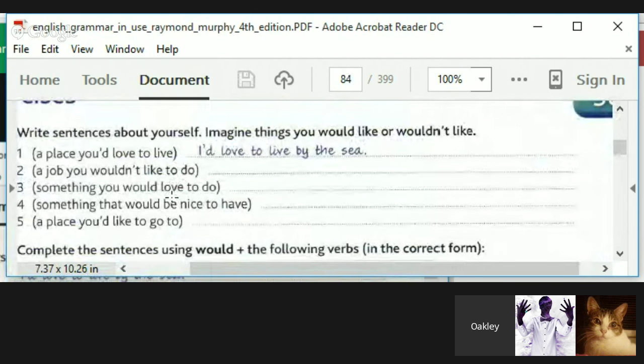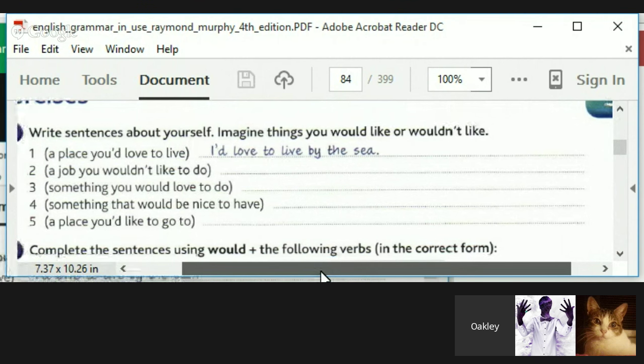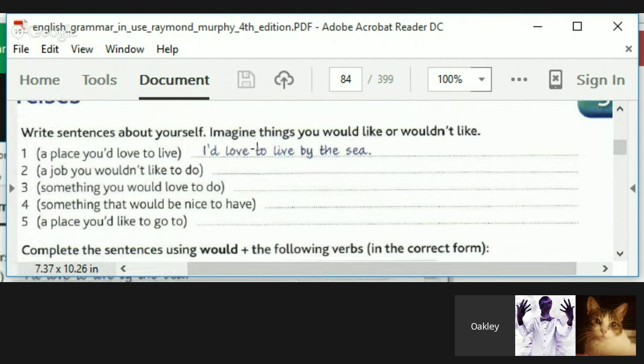All right, that was a lot of information, I know. All right, well, let's try using would in sentences. All right, I'm going to ask you to be a little creative in this first exercise. You're going to write a sentence about yourself. You're going to need to imagine things, which is what you do when you use would. Imagine things you would like or wouldn't like. For example, a place you'd like to live. I'd love to live by the sea. I would love to live by the sea.